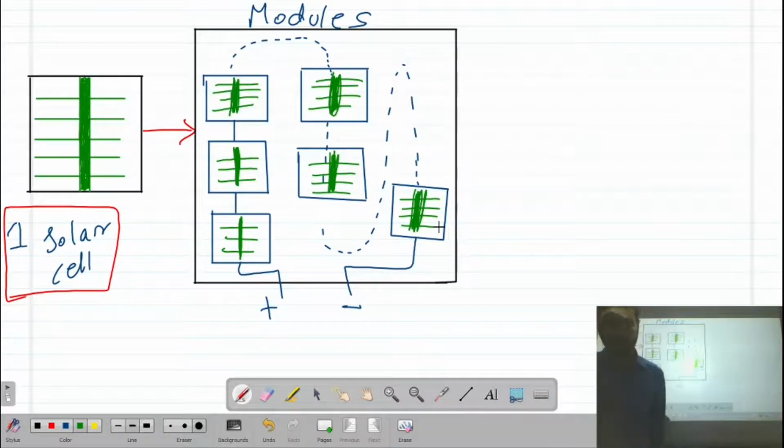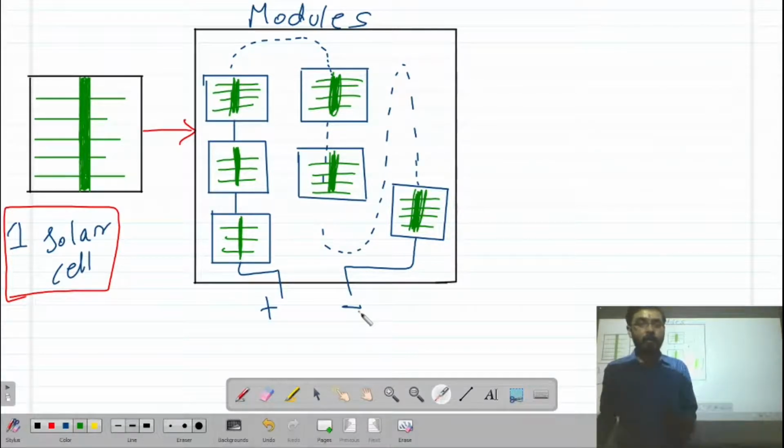Now this is the module structure. Now what are arrays? Let us see what arrays are. Arrays are the advanced version of modules. When a single cell is connected with a number of similar cells, then it makes a module. And if modules themselves are connected in series and parallel to each other to increase the power rating of a solar cell further, then those connections are known as arrays. Right?